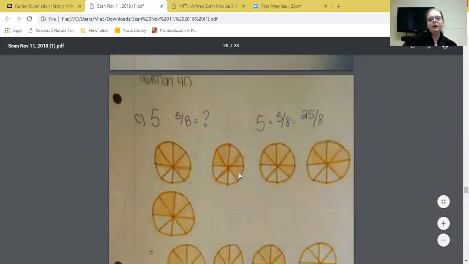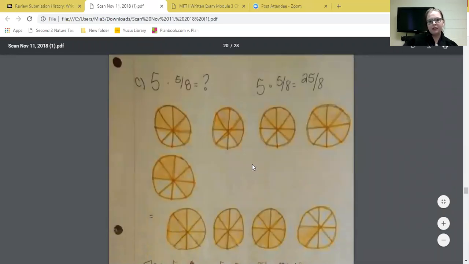Next, we have 5 times 5/8. So that means we're going to have 5/8 5 times. So we colored 5 pieces of the 8 pieces of pie each time. And that's going to give us 25/8.